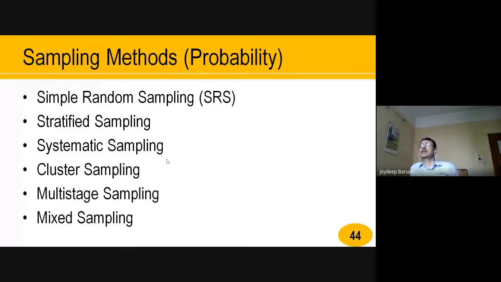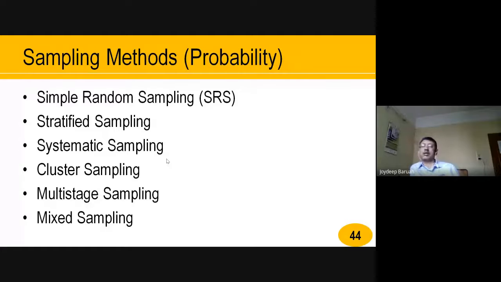Suppose you have 100 units and you want 10 units and you go for systematic sampling. Then you select any one of the units from the first 1 to 10 at random, and then every 10th unit will be selected as the subsequent units till you get the total number. I will explain that a little bit later on.